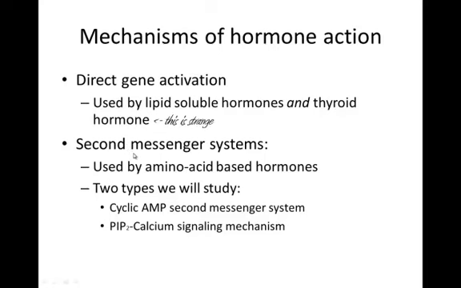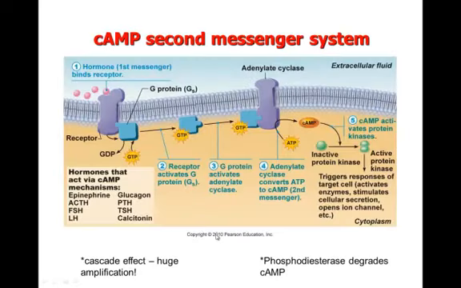The two types of second messenger systems that we'll study are the cyclic AMP messenger system and the PIP calcium second messenger system, or PIP calcium signaling mechanism. We'll go over these two in detail, and then I'll teach you about direct gene activation. We do these first, even though they're second on the slide. So first, let's take a look at the cyclic AMP second messenger system. This is what it looks like.